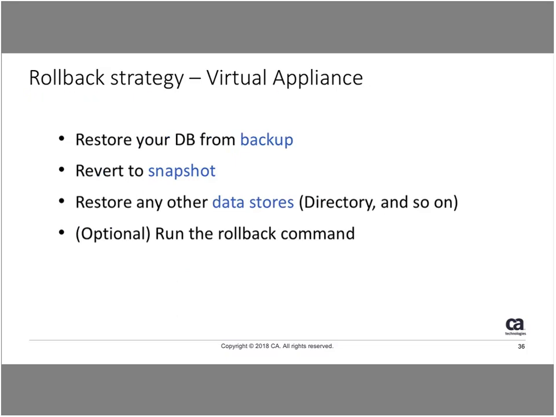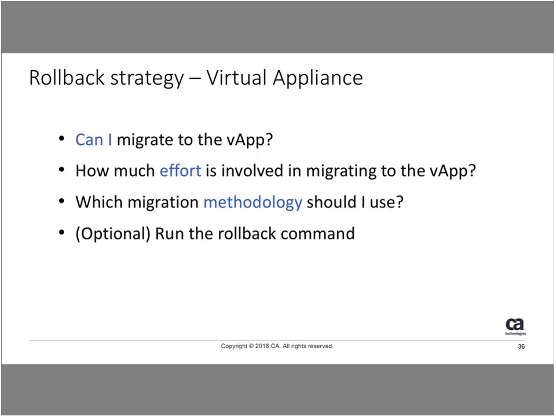If you have to do a rollback, you restore your database from backup and revert to your snapshot. If you need it, you restore any data stores, for example, the directory or file system. For specific items, not necessarily relevant to a full major upgrade, there's a rollback command. So if you upgrade, for example, from 14.2 to 14.2 CR1, or CP5 or CP3, and something doesn't work, you have a rollback command inside the virtual appliance that allows you to go back to your previous version.